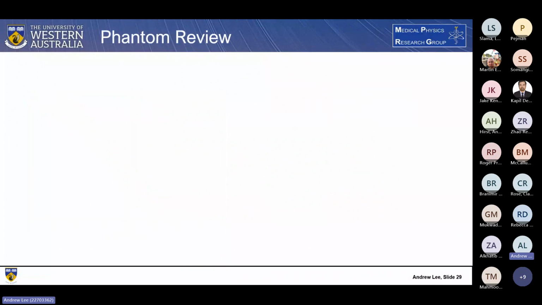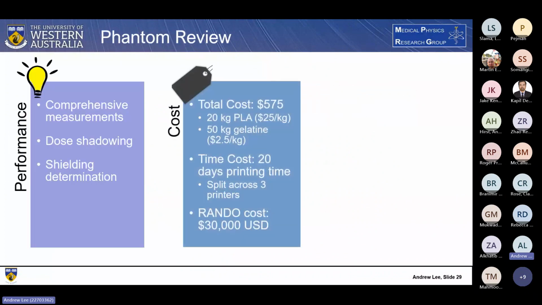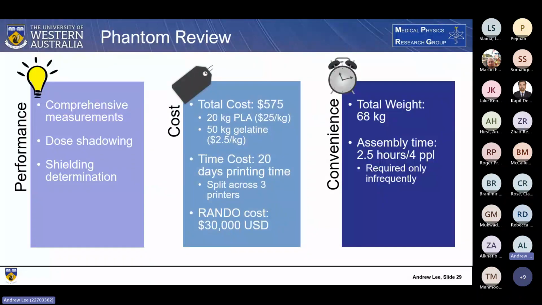So I'm going to quickly go over some phantom review in terms of performance, cost, and convenience. Now, the main issue is the cost and convenience. While the financial cost is not significantly high, with $575 compared to a rando phantom, for example, the time cost is quite significant. So for the phantom, it took around 20 days of printing time. That's, of course, split across 3 printers, but that is time that can't be used to print anything else.